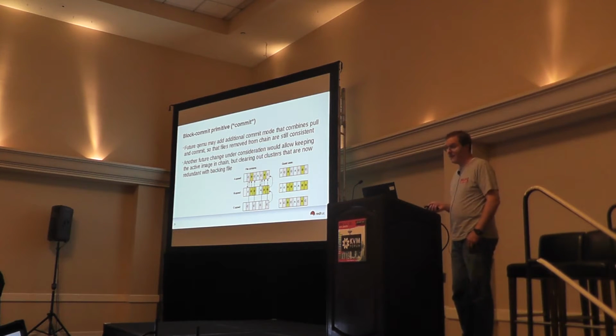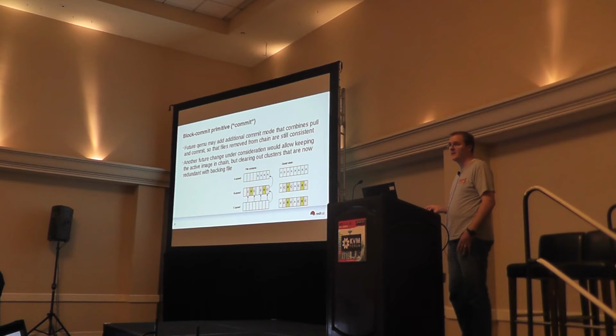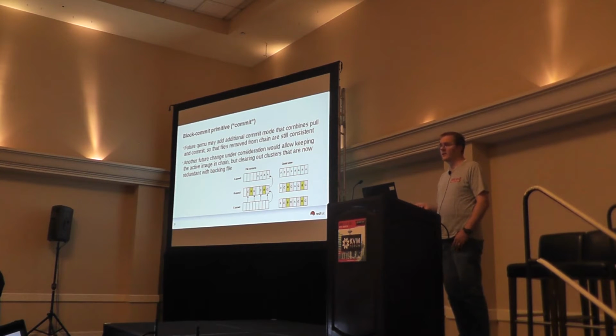Another possible optimization is, right now when you write your images to your backing file, the clusters are now written in two places, the backing file and the active file. So the optimization would be, as we commit files and clusters down into the backing image, can we also clear those clusters from the active image so that the active image can shrink in disk size and we're not duplicating clusters in places. So those optimizations would be optional flags, and they may be coming down the pipeline.